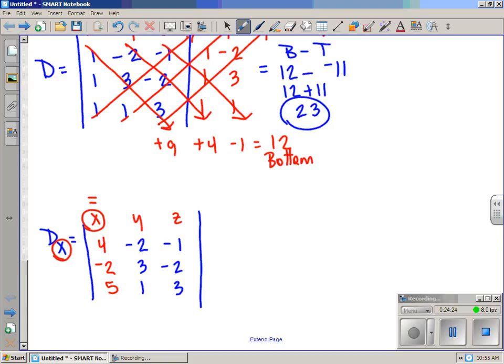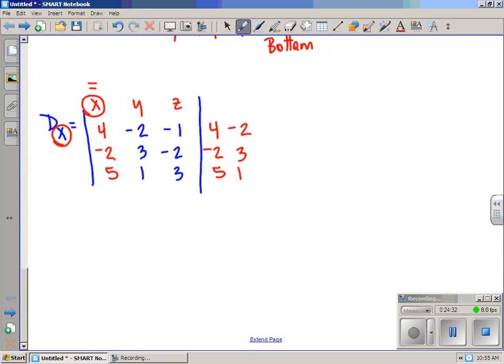Rewrite your first two columns. 4, negative 2, 5, negative 2, 3, 1. Multiply diagonally down. 4 times 3 times 3 would be 36. Negative 2 times negative 2 times 5 would be 20. And negative 1 times negative 2 times 1 would be positive 2.